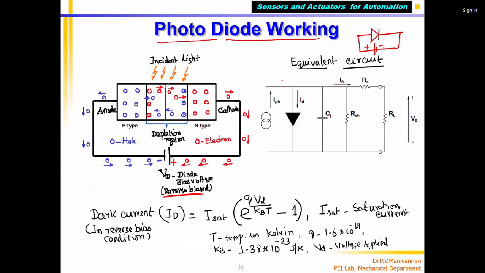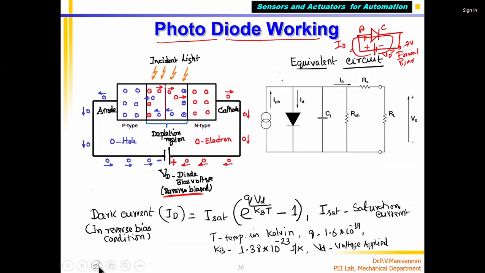Battery plus minus, I supply voltage VD. This is the anode and this is the cathode. This is called forward biasing. Forward biasing means the battery or power supply positive is connected to the anode, and the power supply negative is connected to the cathode. When VD is greater than 0.7 volts, current from the positive of the battery goes inside the anode and flows. This is called ID, the forward bias condition.